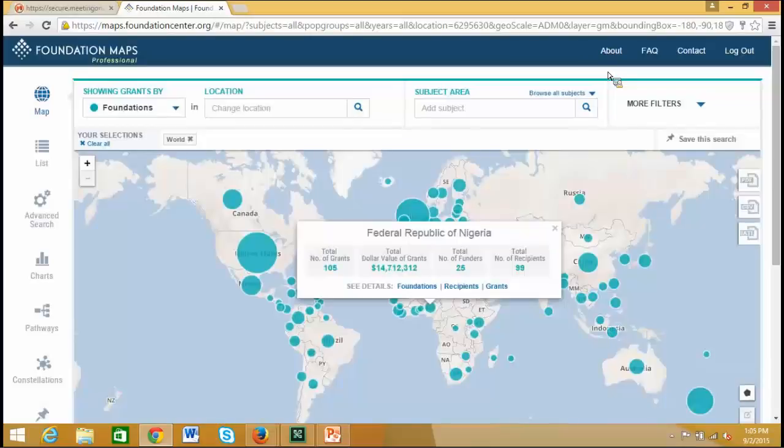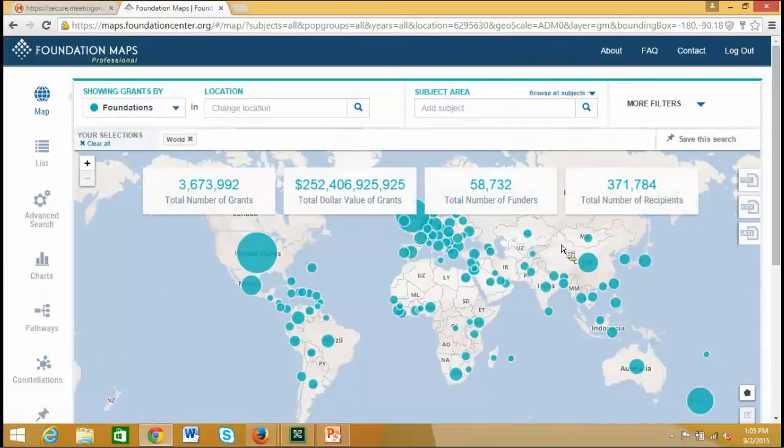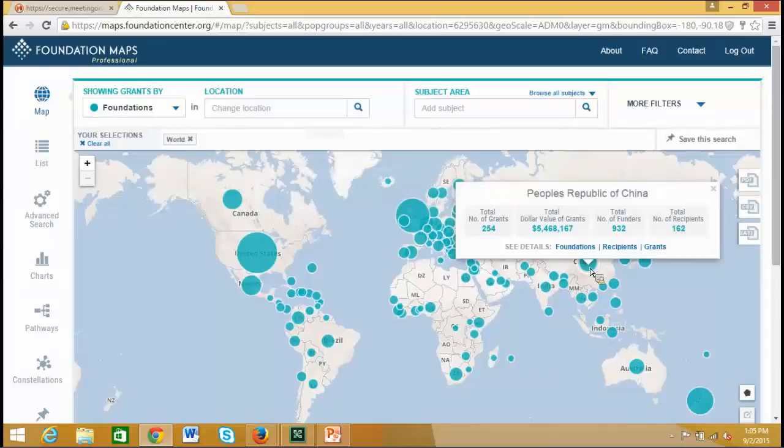Let's click out of here and let's go look at China. This is the one that has the largest increase in number of foundations.